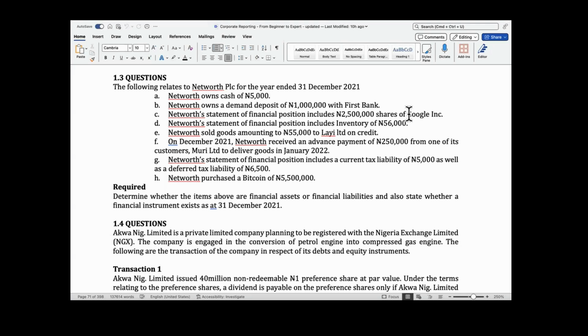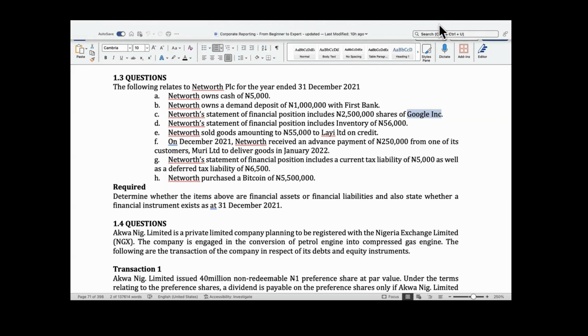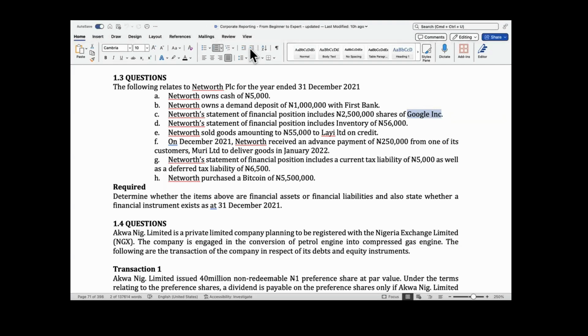When you buy shares in another company, in this case Net worth bought shares in Google, that is a financial asset. Google, who is the issuer of those shares, has an equity instrument. So, because we have one party that has a financial asset and another party that has an equity instrument, that means there is a financial instrument contract here.